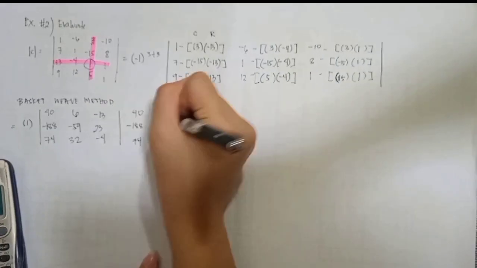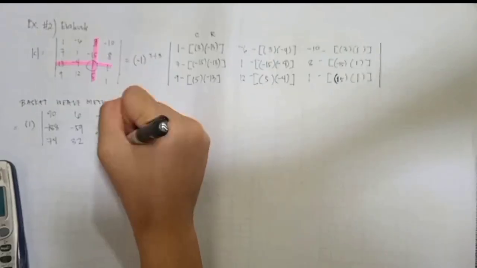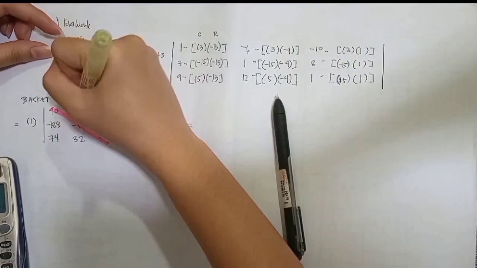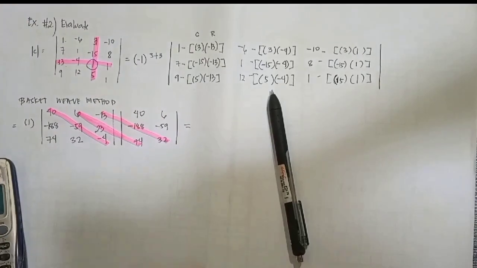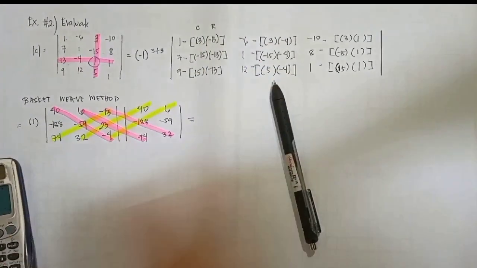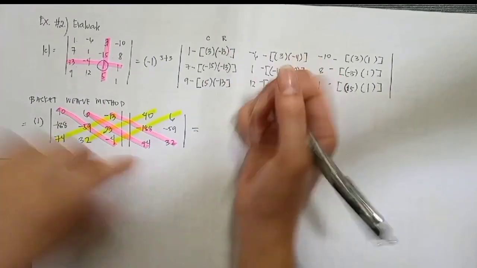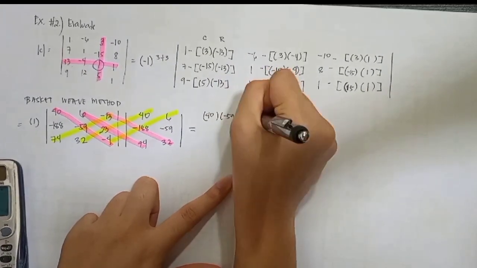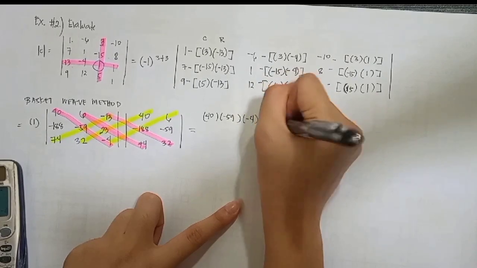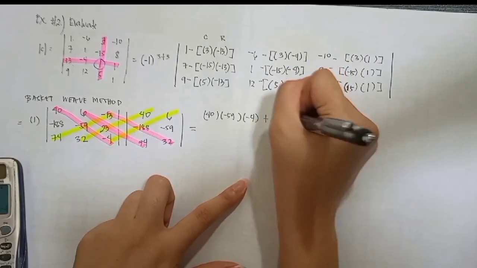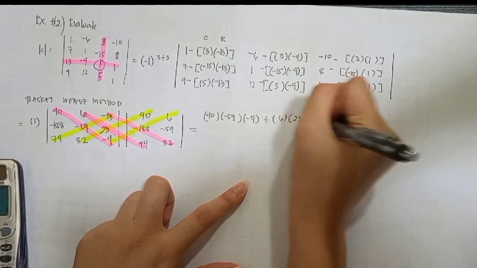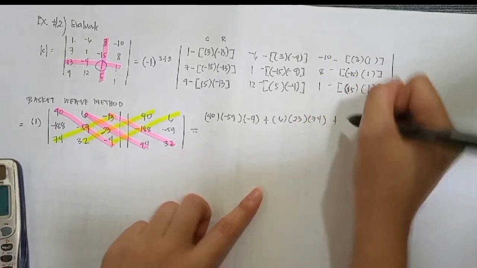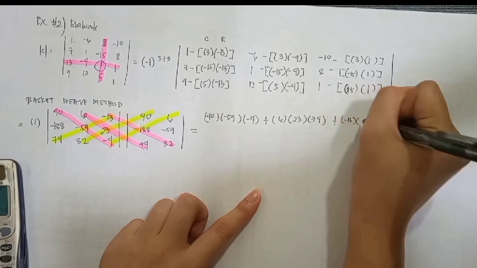Let us copy the two columns and put them on the right side of the original determinant. Then cross it out. Write 40 multiplied by negative 59 multiplied by negative 4. Plus 6 multiplied by 23 multiplied by 74. Plus negative 13 multiplied by negative 188 multiplied by 32.